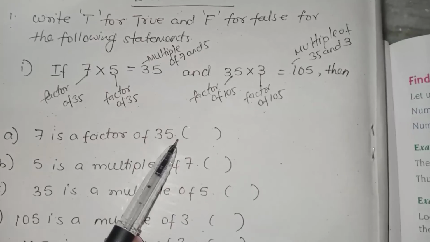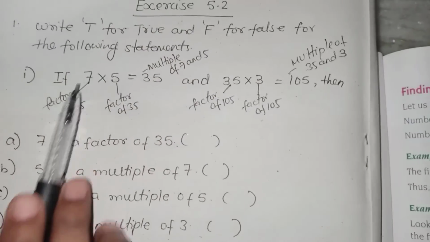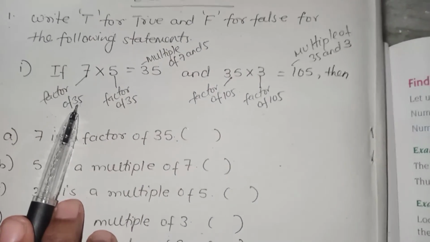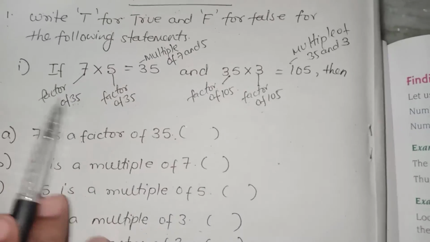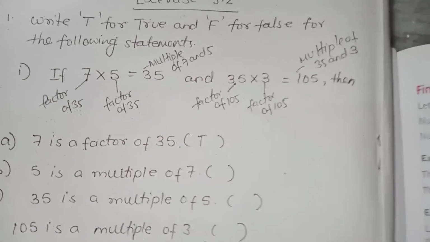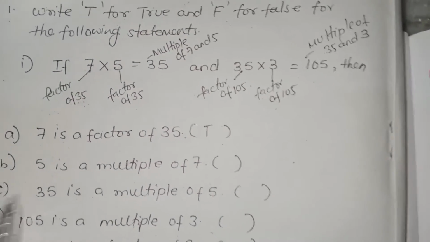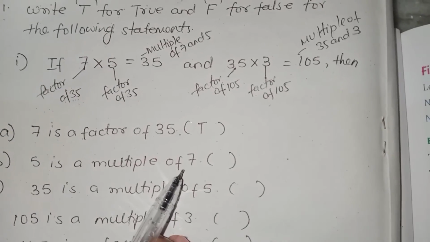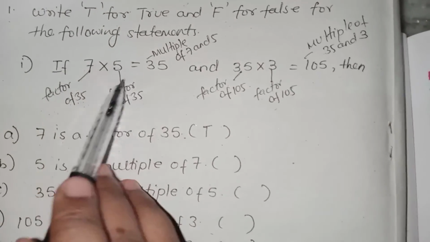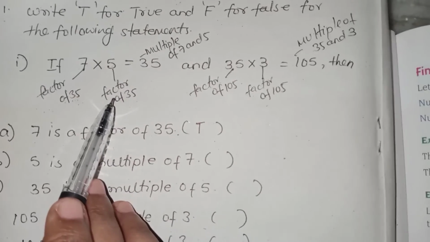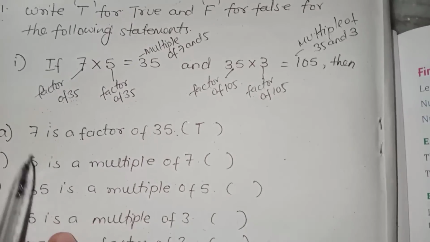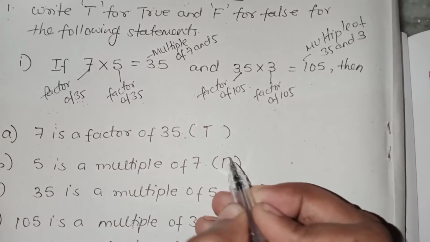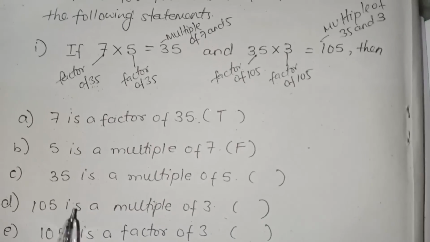7 is a factor of 35. Now see here. 7 is a factor of 35. Yes, a factor of 35. So what will it be? True. Write T for true. B. 5 is a multiple of 7. Now let us see where is 5. 5 is a multiple of 7? No, 5 is a factor of 35. So this is a false statement. We'll write F.